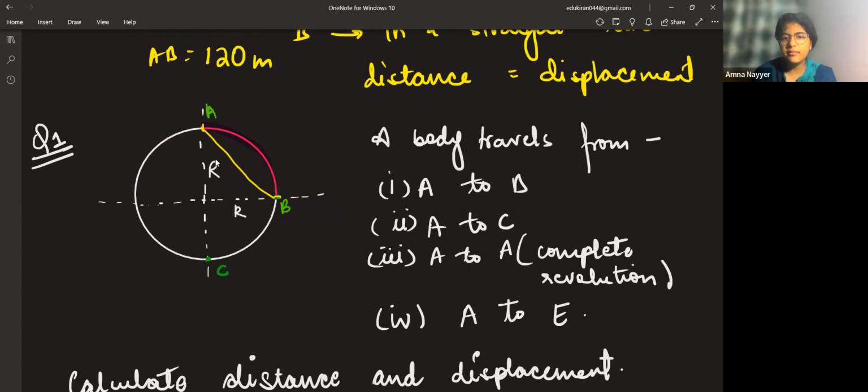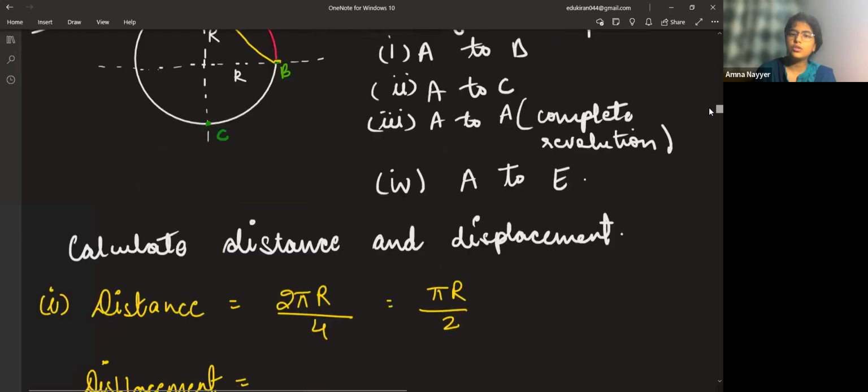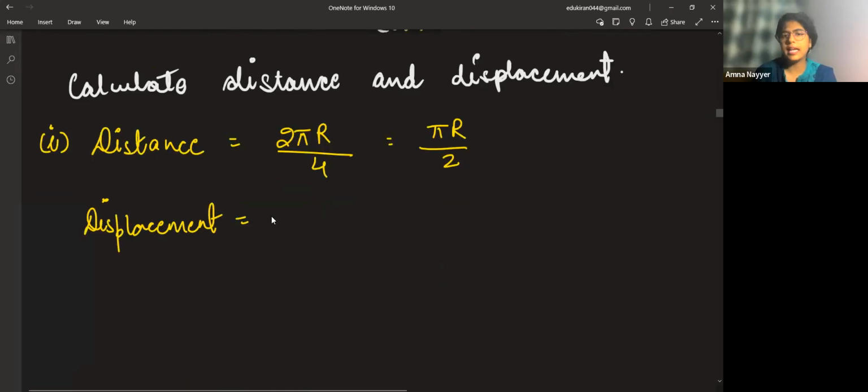Now see, if this is r, this is r, and this is making an angle of 90° over here, we can apply Pythagoras theorem to find this, because now this is of no more use to us, because distance we have already completed. In displacement, we have to just join the initial and final points. So we'll apply Pythagoras theorem.